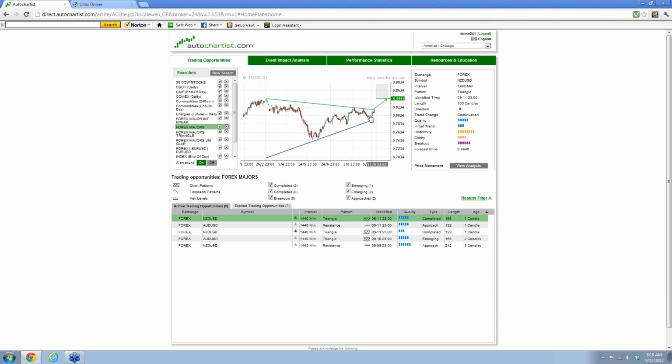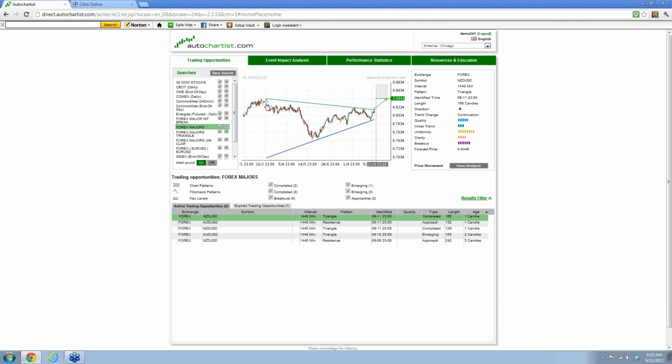I also want to make sure that if I had a strong initial trend, I want to have a strong breakout, because that would tell me that maybe the same traders that were taking this market up in this initial trend are back in the market and they're going to try to take it up again. So what I do there in that case is I've created a search called Forex Market Initial and Breakout.